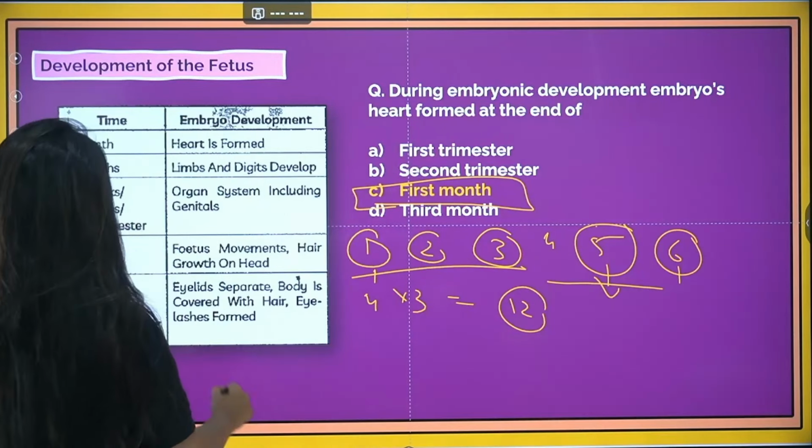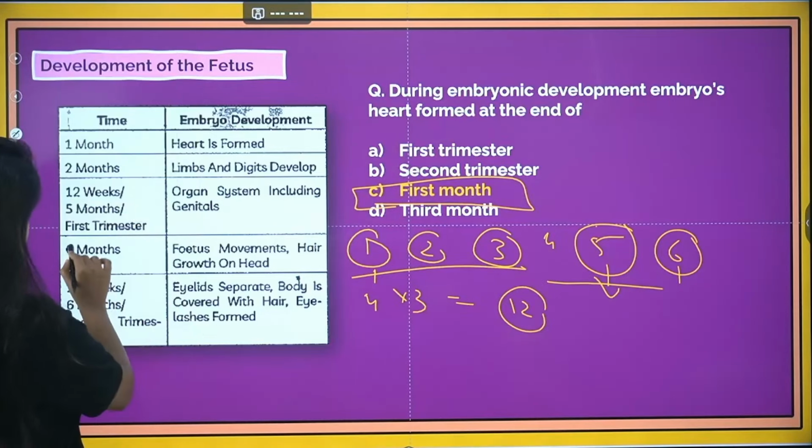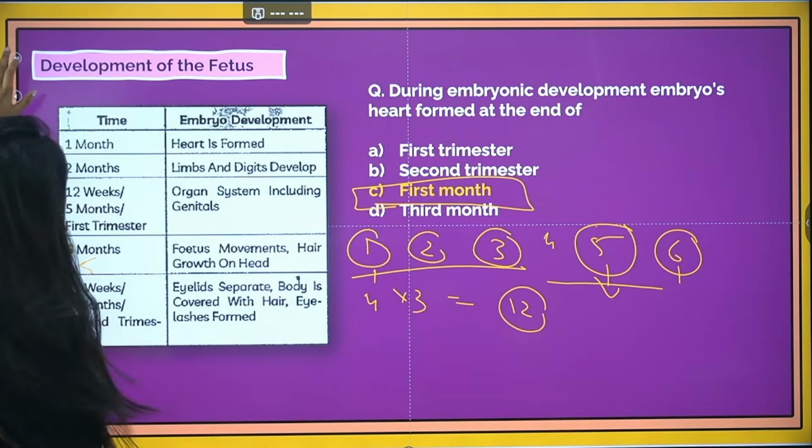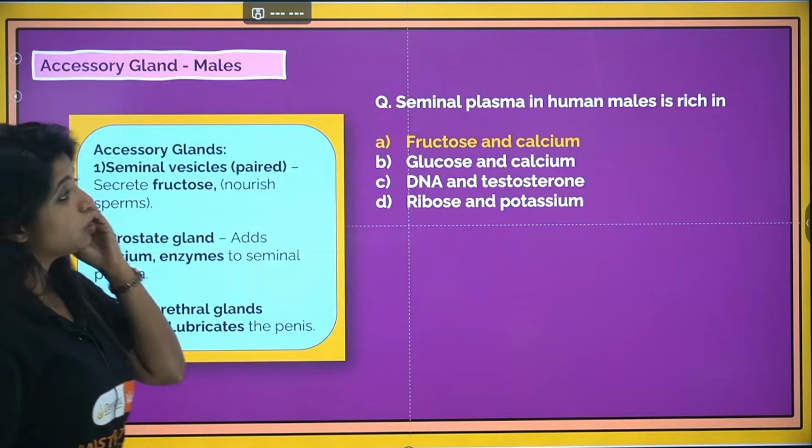Okay. So over here, I have explained everything to you. I'm just changing this thing to 5th month. So it is wrong. It's just the 5th month. Okay. Now, seminal plasma in human males is rich in.